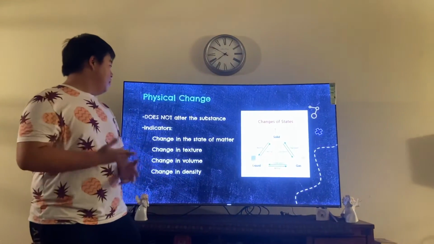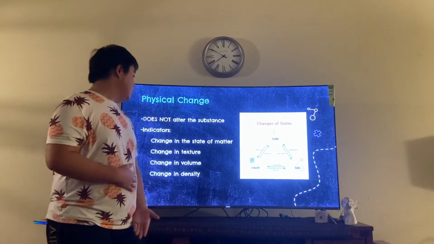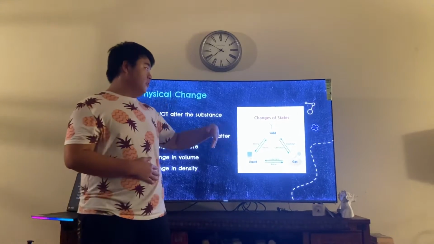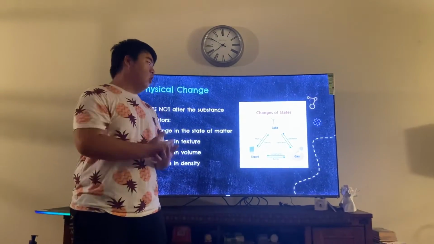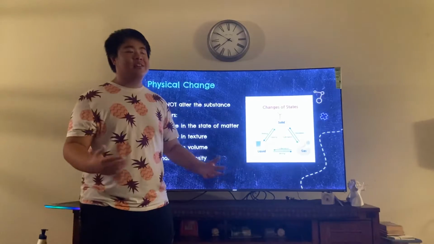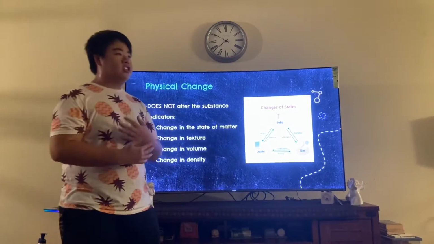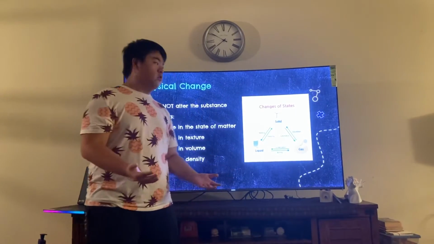And an example showing a physical change is the change in the state of matter. I can see here the change from a solid to a liquid, a liquid to a gas, and then a gas to a solid. It's all stages of a physical change.